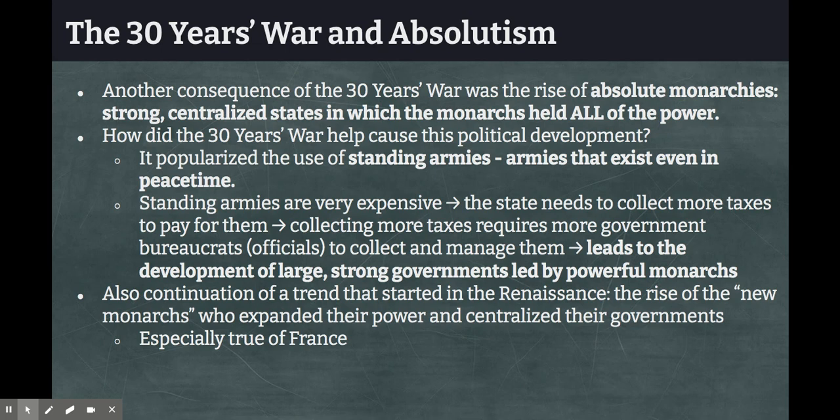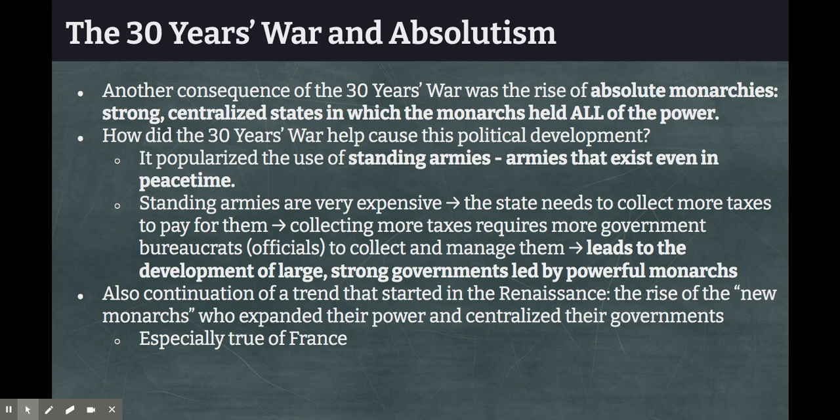And how did this happen? Well, what the 30 Years' War did is it popularized the use of standing armies, which are armies that exist even in peacetime. So prior to the 30 Years' War, most governments only organized armies when they needed them. But the 30 Years' War was so devastating that a lot of governments became convinced they needed to have armies protecting them around the clock.